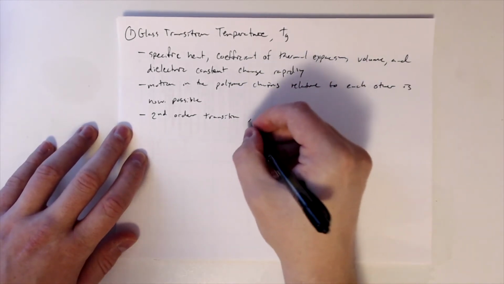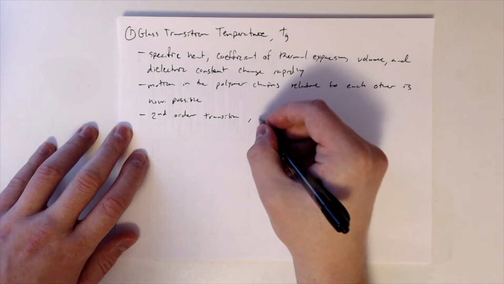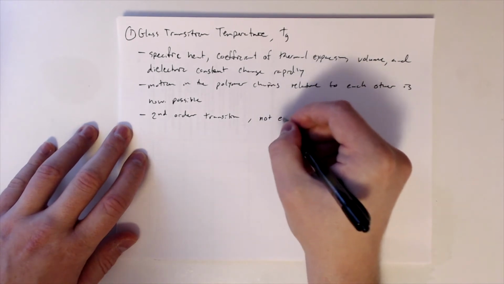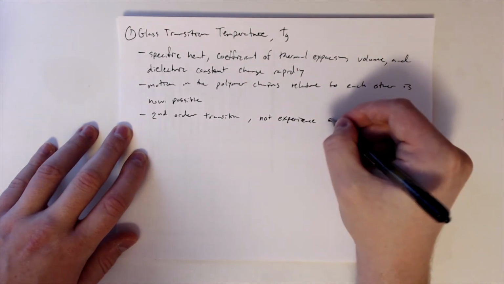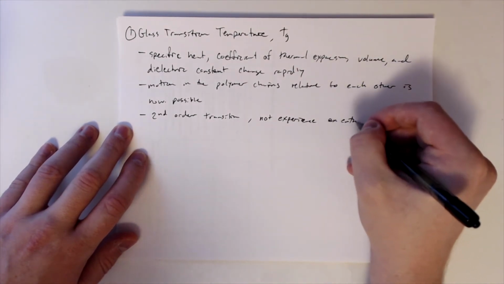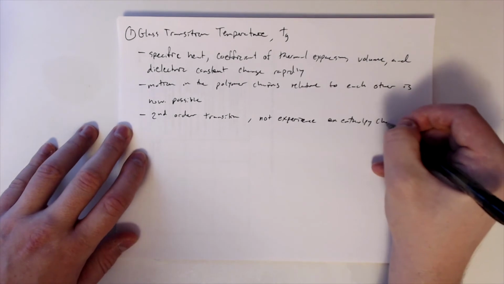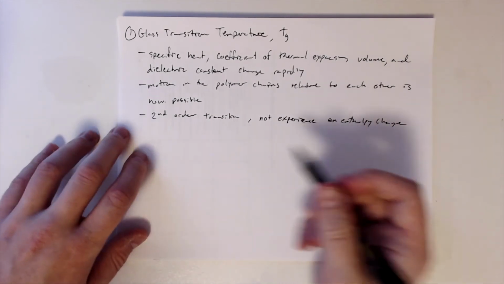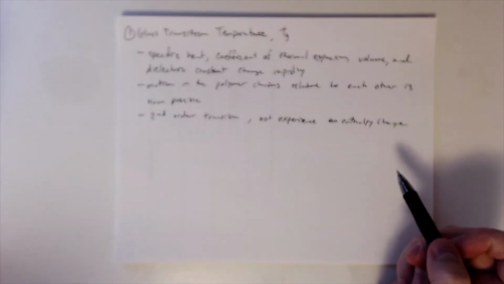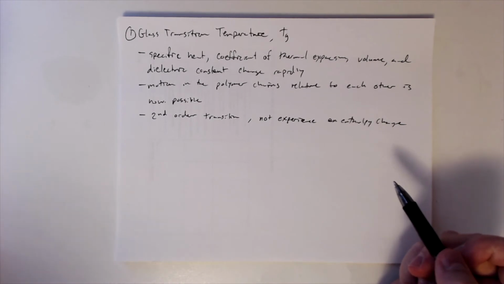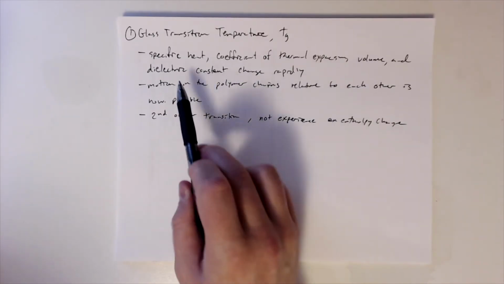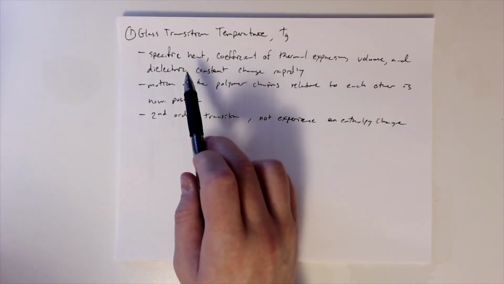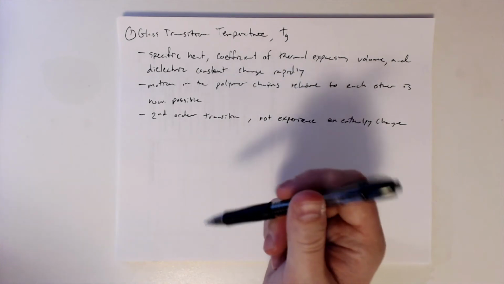And so it does not experience an enthalpy change. An enthalpy change would be, for example, the peak that we saw for melting and crystallization. Those are first order transitions. So here we only see a change in specific heat, which is something that changes by the step change.